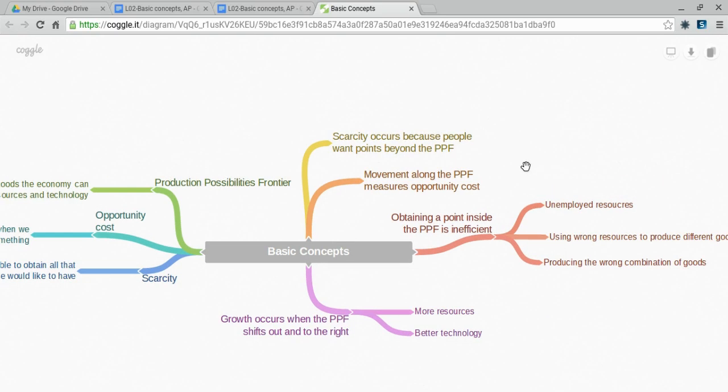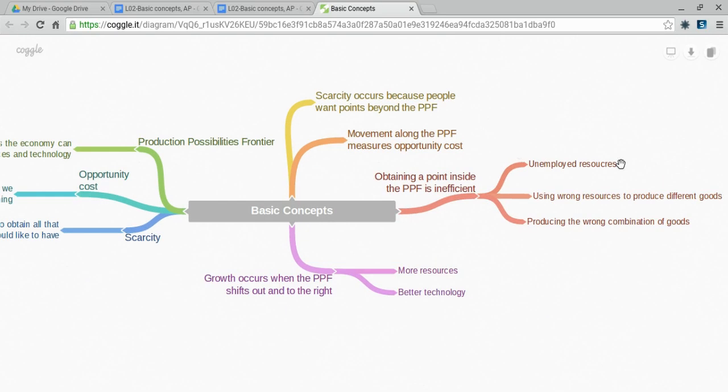And there's a variety of ways to be inefficient. One way is to have unemployed resources that we don't need to conserve and could be put to use to produce more stuff for people, but are not being put to active use.